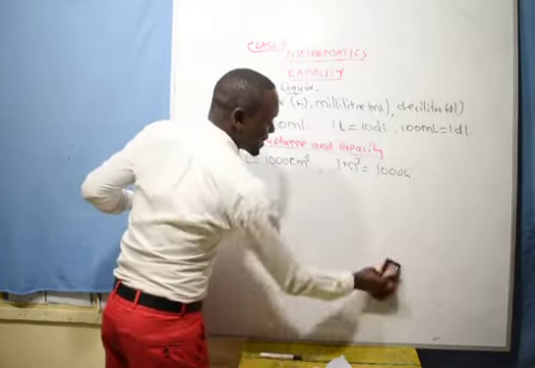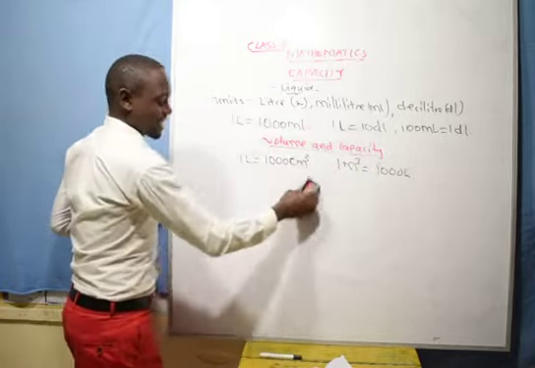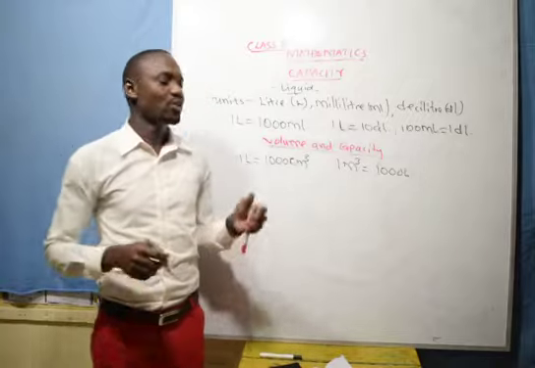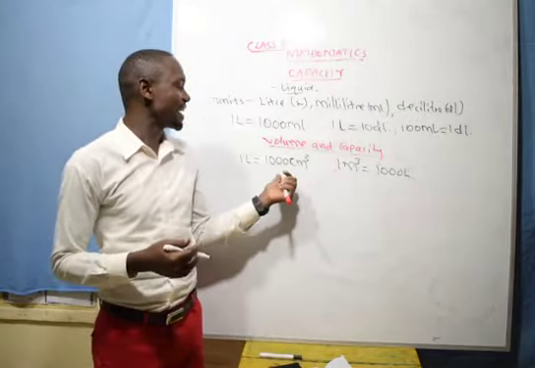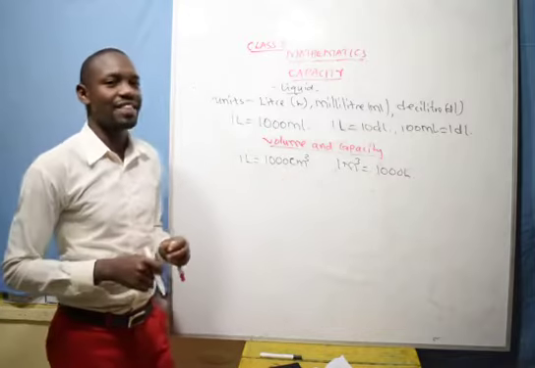So when you are told to get the capacity of any solid, you only get the volume. Then after getting the volume, you convert to liters or deciliters. Another example.